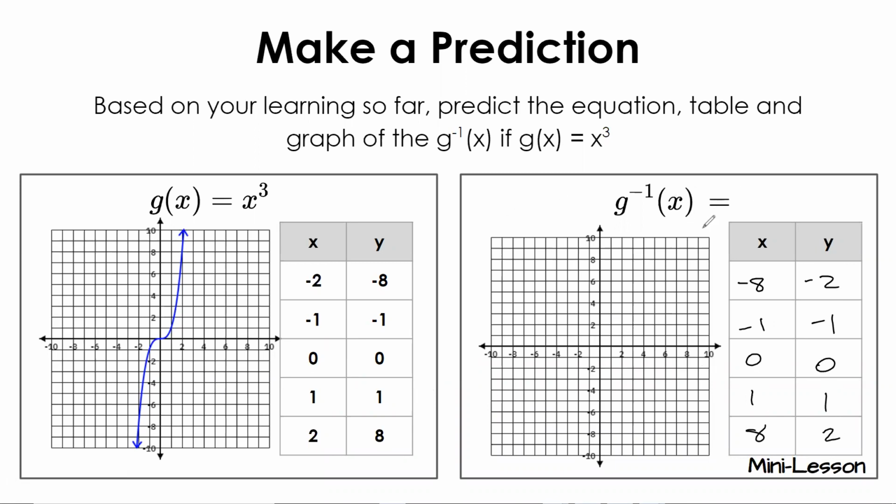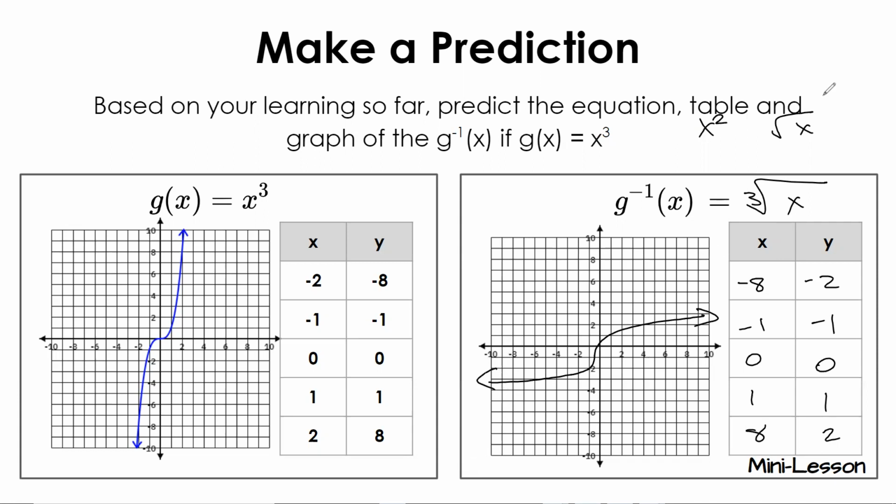For the equation, what do you think it's going to be? We had x squared, and then we had the square root of x. So what is this going to be? The cubic root of x. Okay, what's the graph going to look like? Like it's going to be sideways, right? So it's going to be like, yep, like that. You can plot the points.